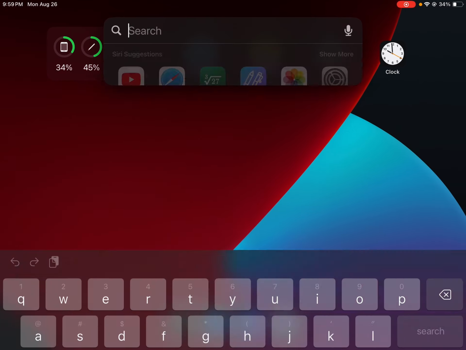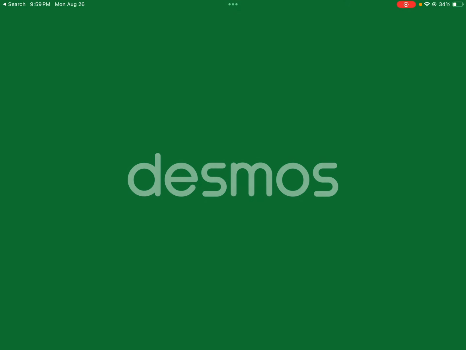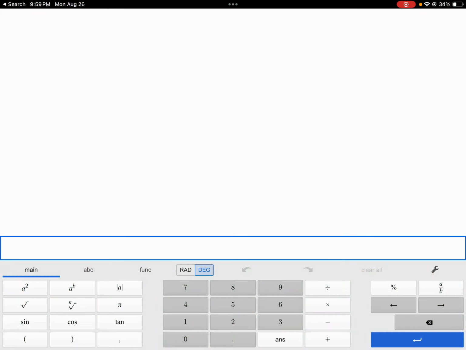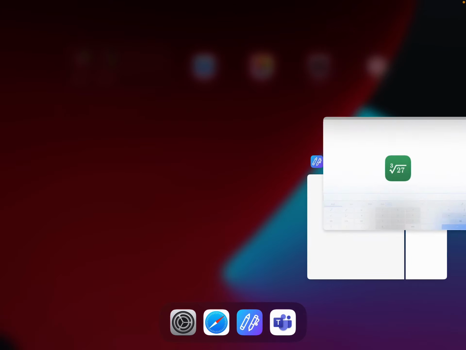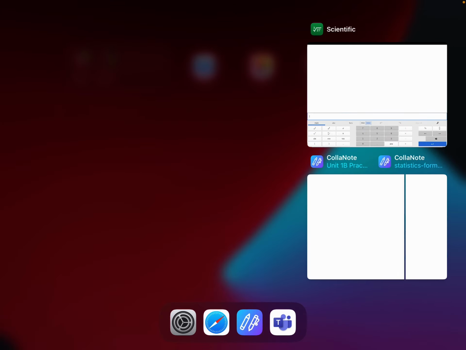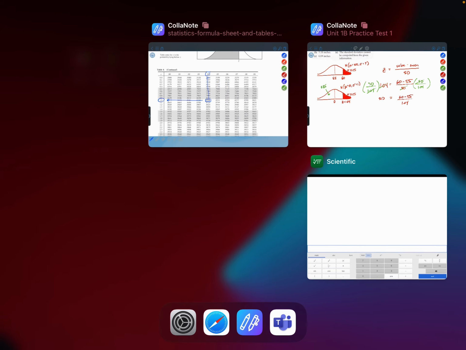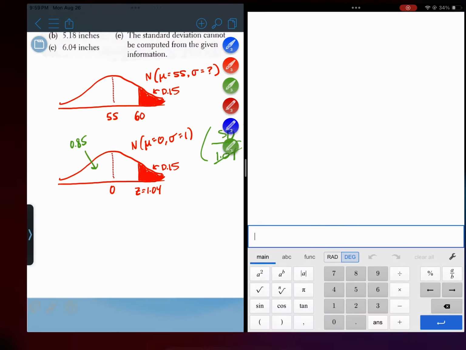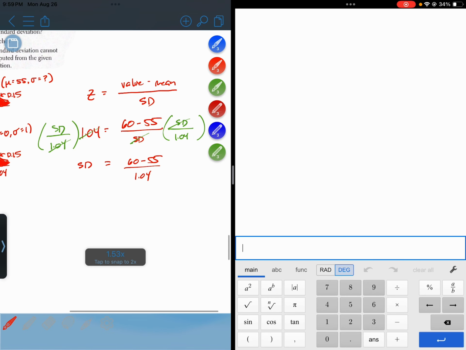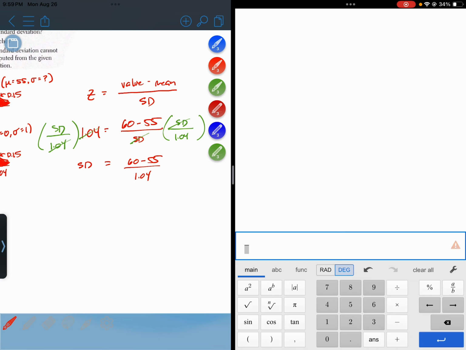Of course I closed my calculator, so give me a sec to launch that. All right, so we want to calculate the fraction 60 minus 55 over 1.04. It's about 4.807.